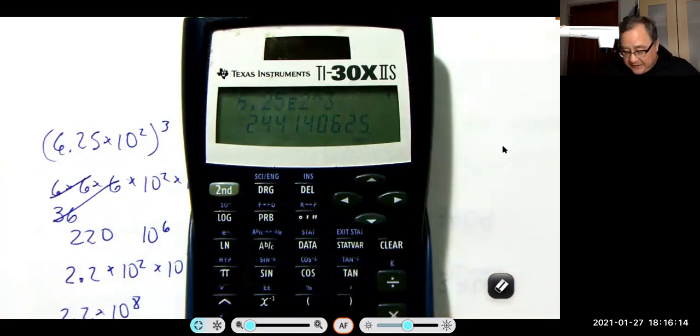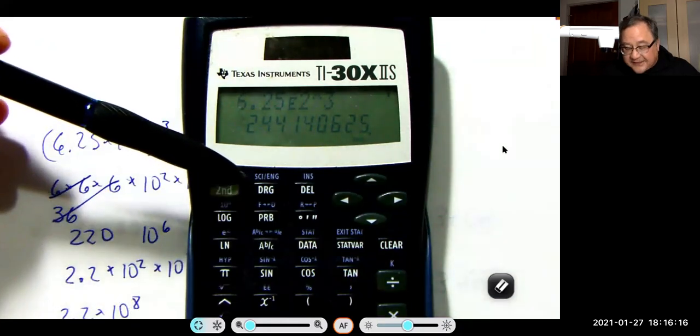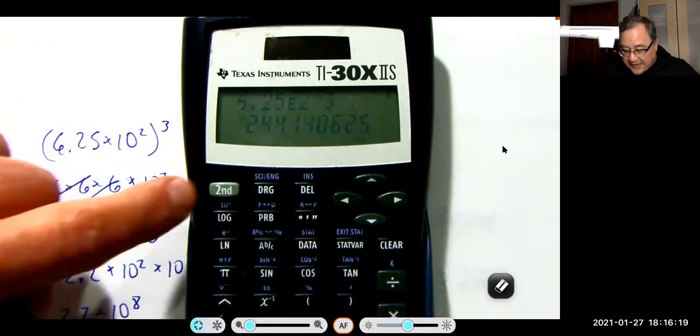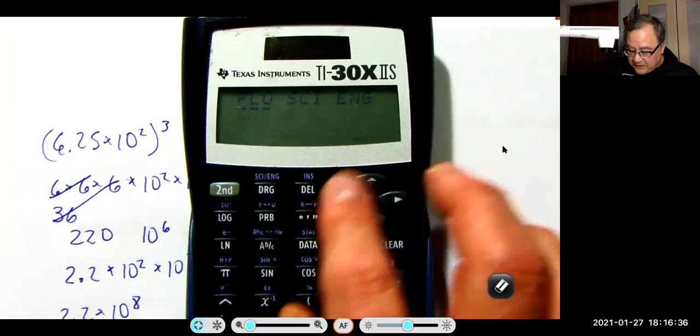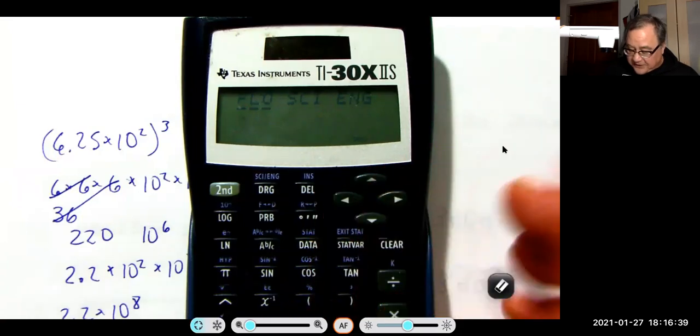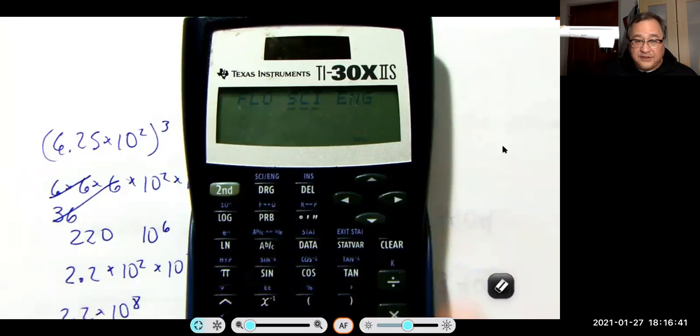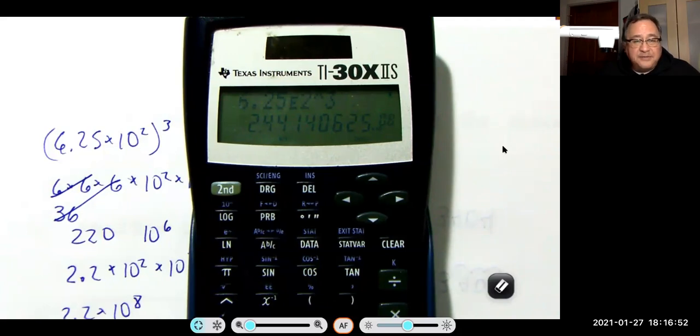So if you look at the label above this DRG, it says Sci Engineering. So if I press second Sci Engineering, I get Flow, Sci, and Engineering. Flow means fixed notation. Sci is scientific notation, and engineering is engineering notation, or ENG. So I'm going to use my little, I'm not sure what you call these keys, but the direction keys. I'm going to scroll over to Sci, and I'm going to hit enter. And notice how it changes that into scientific notation. So my answer is 2.44 times 10 to the 8th.